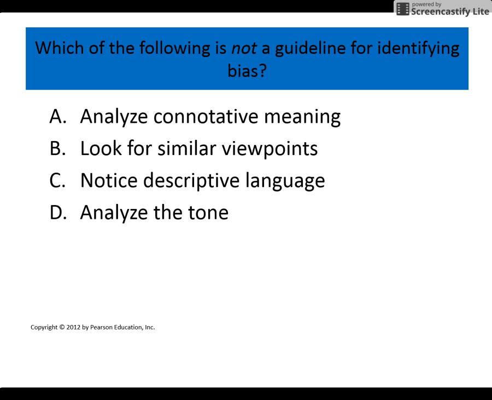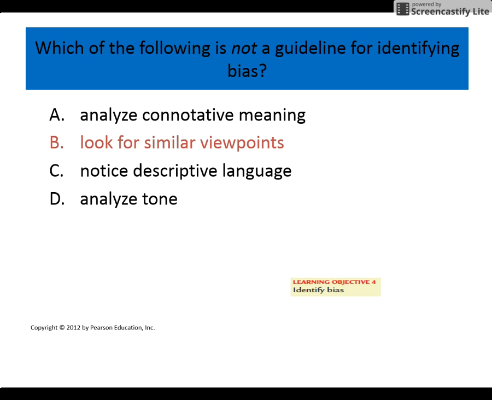Now, which of the following is not a guideline for identifying bias? Hint, this might be on Monday's test. You should have answered B, okay? Look for similar viewpoints. When you are looking at bias, the answer or the examples from the breakdown is really looking at opposing viewpoints, okay? That is what was indicated in terms of identifying bias overall.